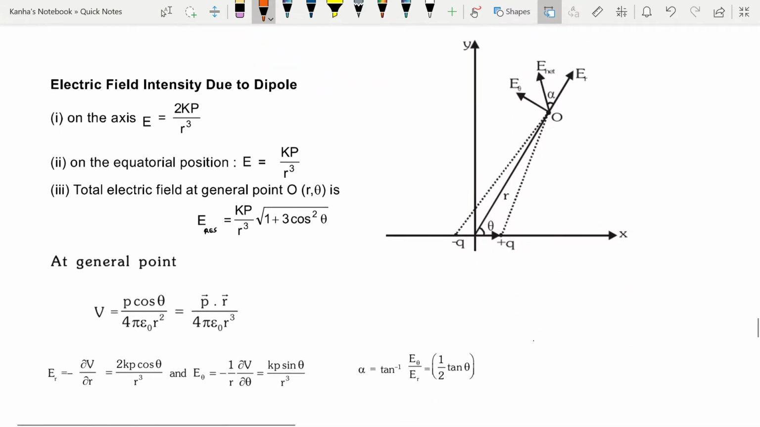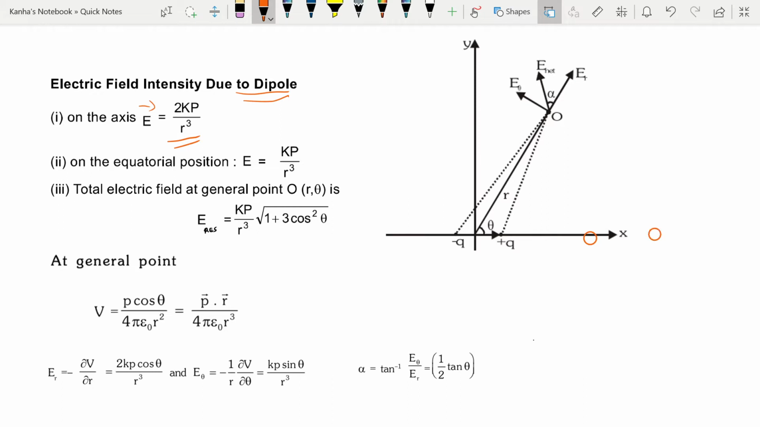Let's finally look at the dipole case, because dipoles are often the choice for the examiners in the question papers. So on the axis you have your electrical field given as 2kp by r cube. E on the axis means the electrical field at points on the line joining the two charges, where p is the electrical dipole moment. And on the equatorial plane, which is at the center between these two, the electrical field is given by kp by r cube.